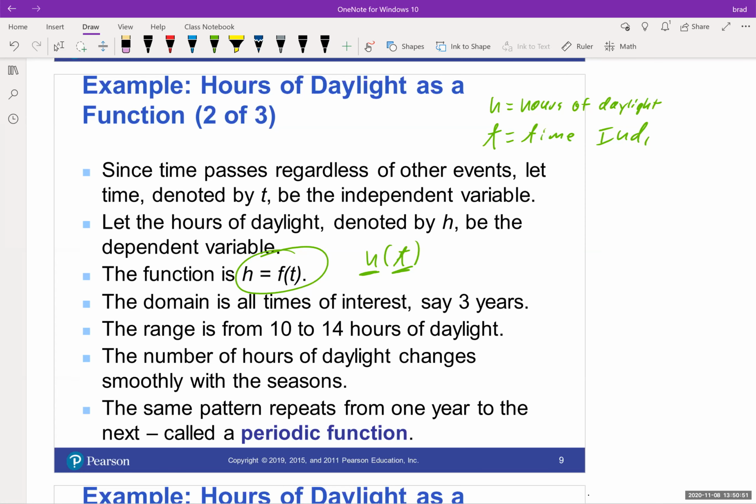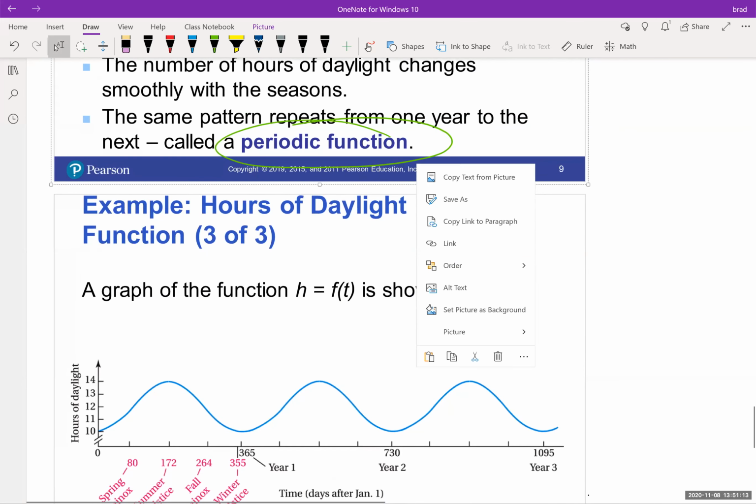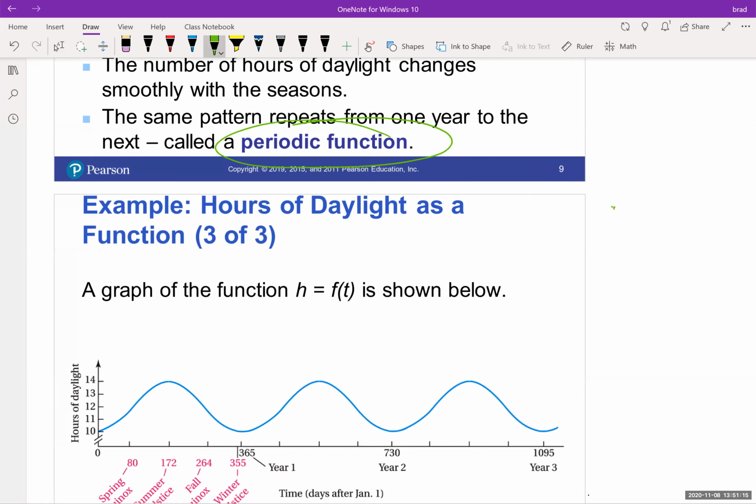The same pattern repeats from one year to the next, called a periodic function. Now periodic functions start making me think of sine, cosine, and tangent. The sine function does this. That's what the sine function does, or the cosine function, depending on where you start it. So we're thinking of something like that. They said it's smooth, so that's also kind of nice. Okay, and there you go. Sure enough, look what we get.